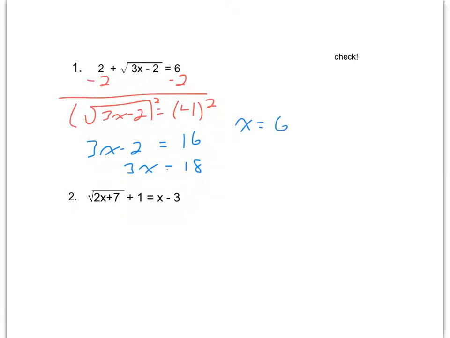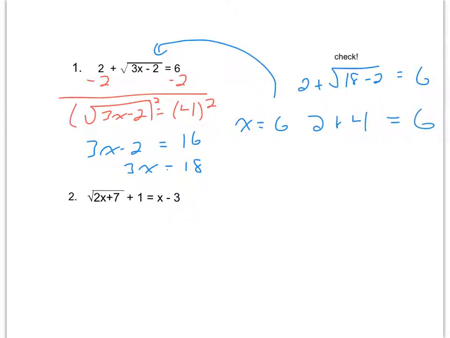Let's check that. Let's see if that works. Throw 6 back into my original equation. I'm going to have 2 plus the square root of 3 times 6, which is 18. 18 minus 2 is 16. Is that equal to 6? 2 plus the square root of 16, which is 4, equals 6. Is 2 plus 4 equal to 6? Yes, it is. x equals 6 worked. You guys try that second one, and I shall be right back.